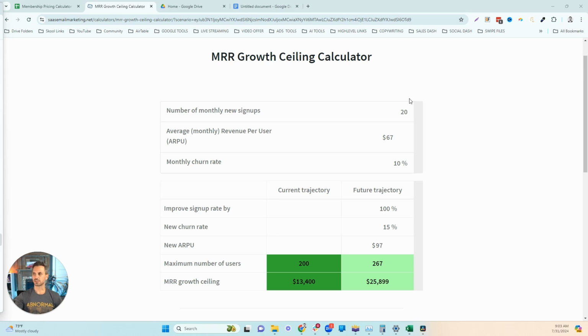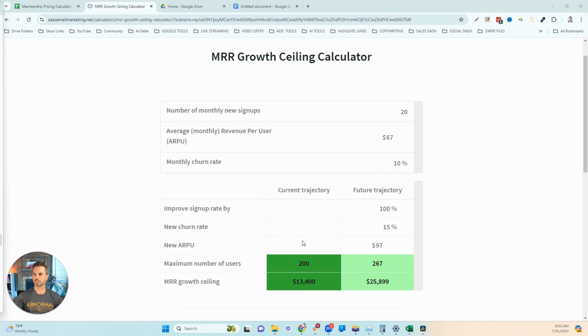So I want to be conservative here. I'm going to say I'm bringing in 20 members per month. Our founder member pricing was at $67 per month. And because we offer so much value and we give our members a GoHighLevel account, our churn rate is actually really, really low. I'm going to say 10%, but it's probably even lower than that.